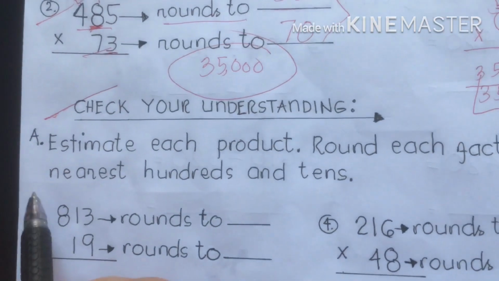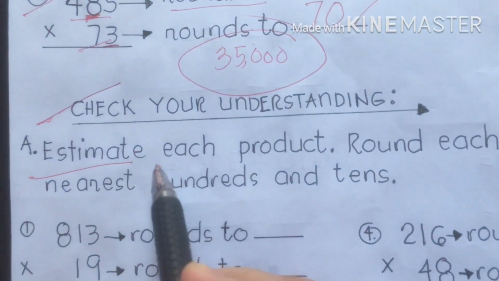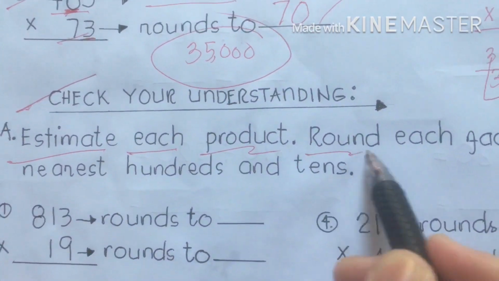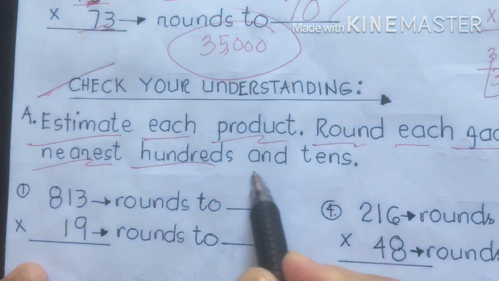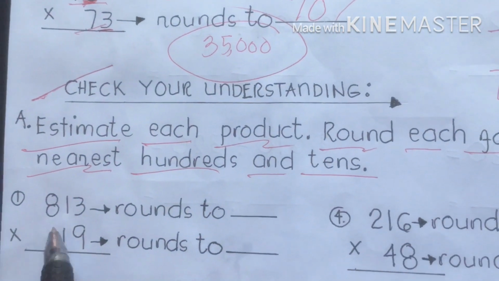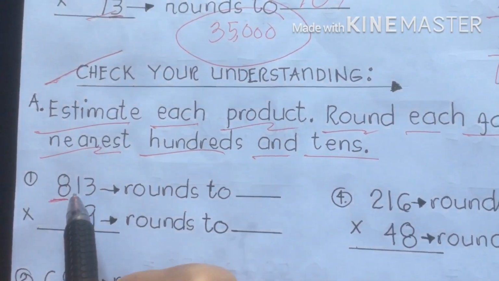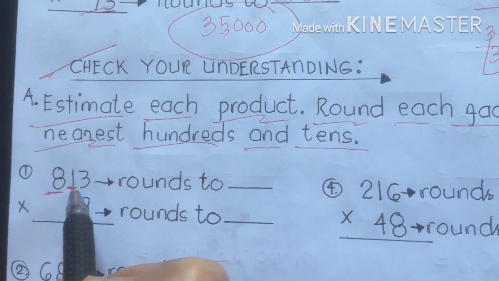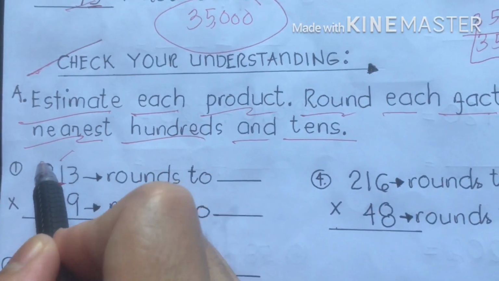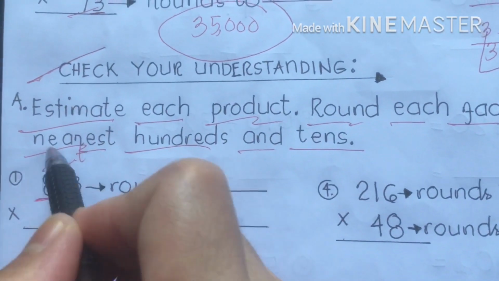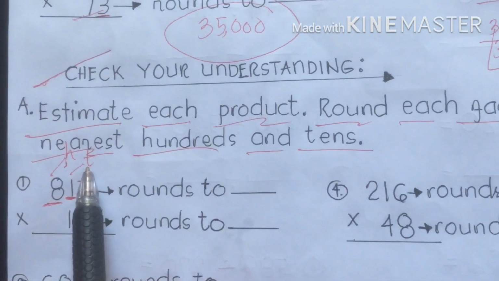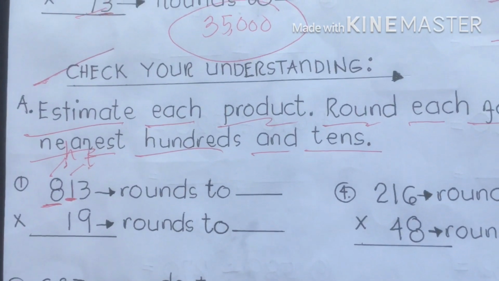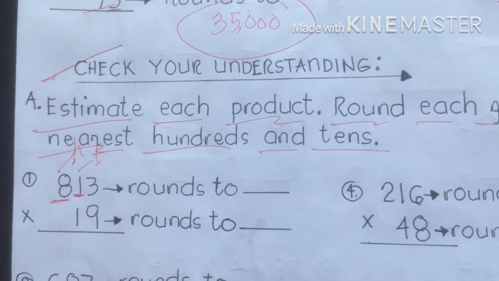Let's start. Direction first, estimate each product. Round each factor to the nearest hundreds and tens. This one is hundreds, this one is tens. Okay? Hundreds, hundreds and tens. This one tens and H. H refers to hundreds, my dear students. T refers to tens. Okay? Round up first to estimate each product.